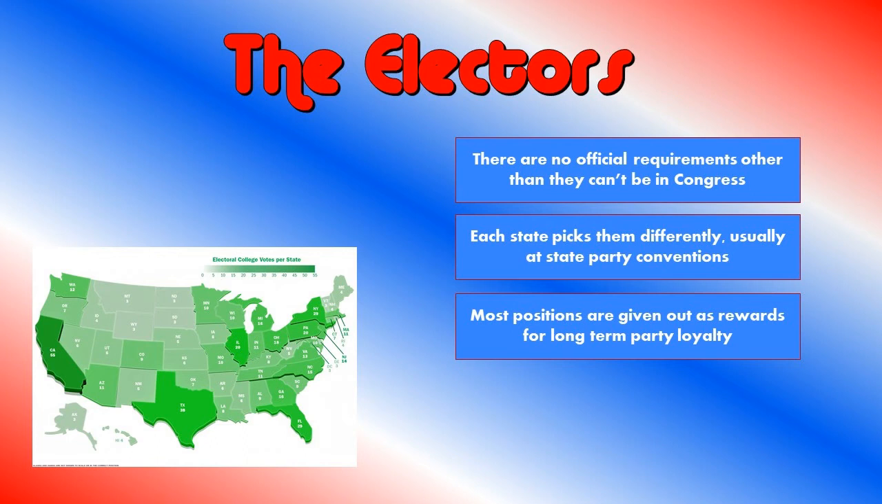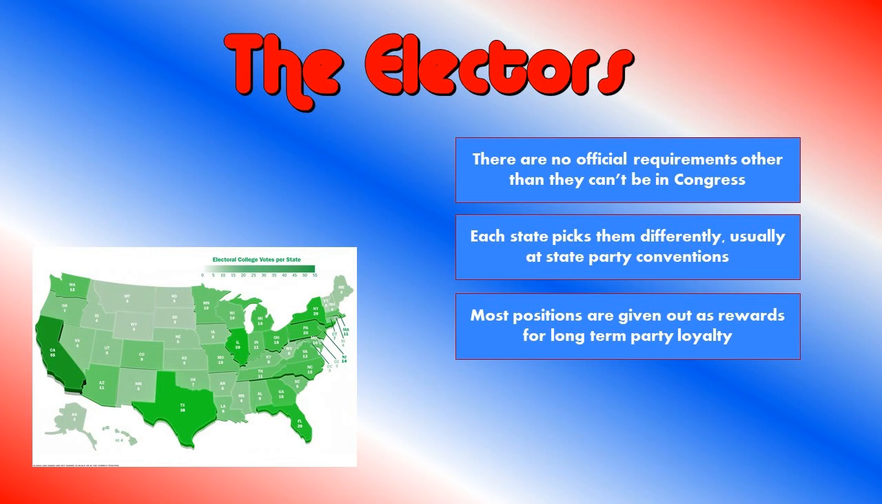Usually, in the states, each party has a convention and they're going to nominate people to be electors. But since the Electoral College process itself is a very official ceremony that takes place in Washington, D.C., mostly these positions of electors are given out to people as rewards for being a lifelong party member or for being very, very loyal or important to the party. So the people who are chosen as electors are probably the least likely people to get to Washington, D.C. and then change their mind and vote for someone else.